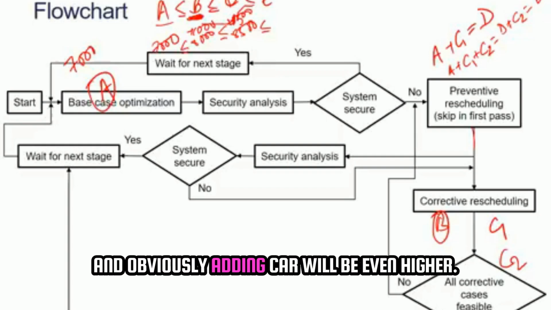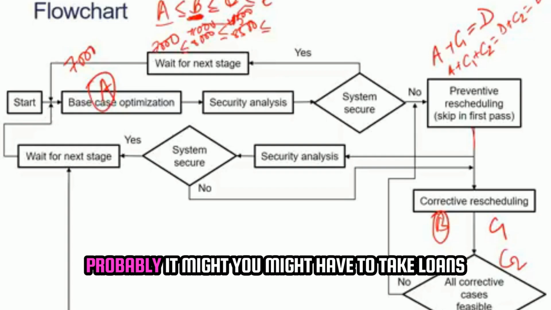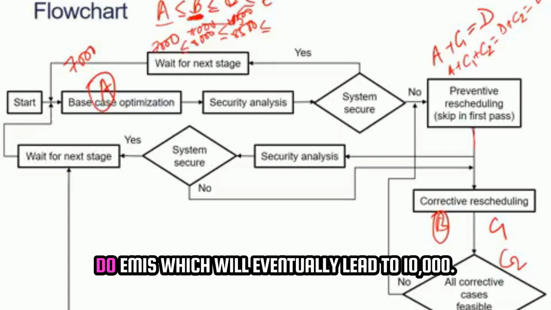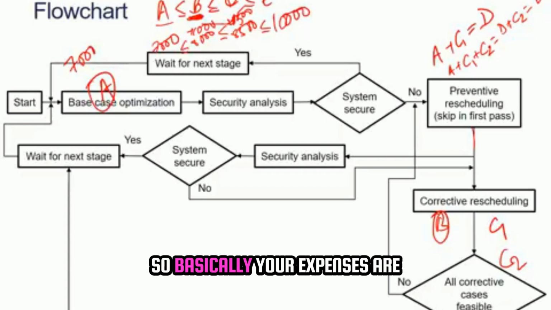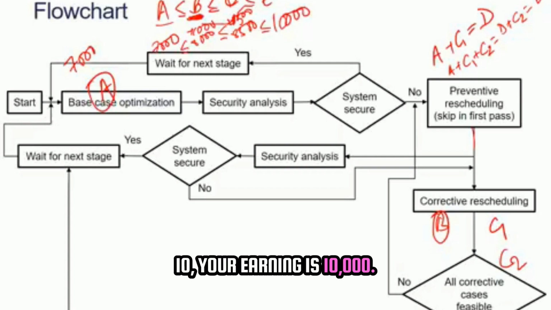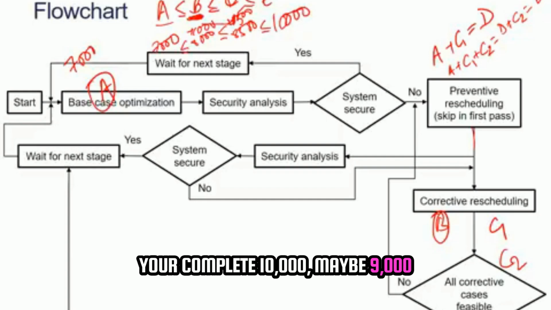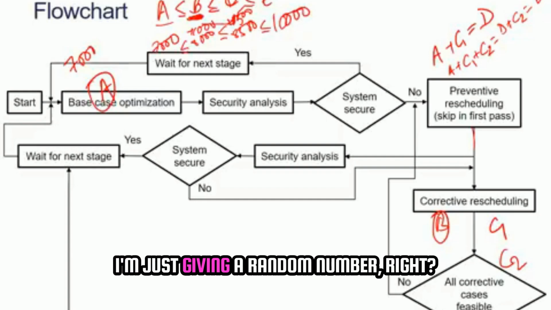And obviously adding a car will be even higher. Probably you might have to take loans and additional things, and probably you need to pay EMIs, which will eventually lead to 10,000. So basically your expenses are 10,000, your earning is 10,000. So obviously you cannot spend more than your earning. So you will eventually be spending your complete 10,000. Maybe 9,000 you can keep, because it depends. I'm just giving a random number.